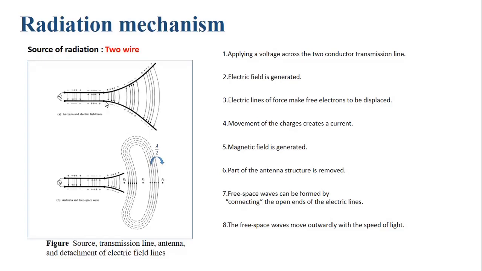The electric field lines of force have a tendency to act on the free electrons associated with each conductor and force them to get displaced. Because of this movement of charges, the current will circulate and this current in turn will generate the magnetic field. This magnetic field intensity will have its magnetic lines of force which are tangential to the magnetic field.